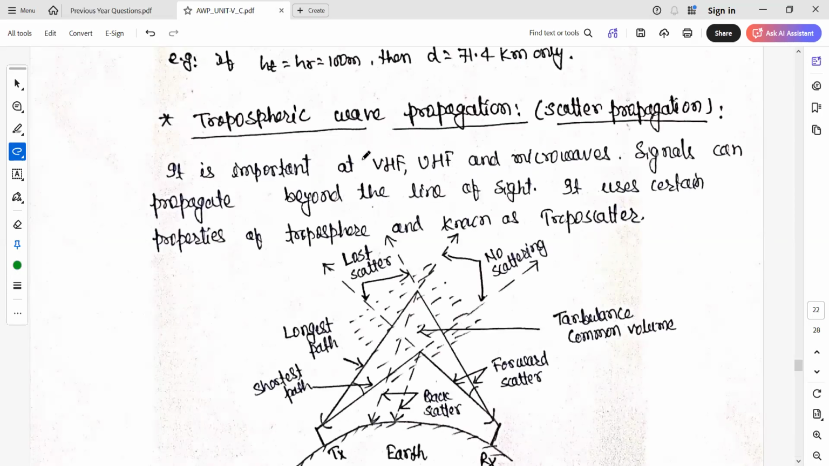Apart from this, two important questions are tropospheric propagation and duct propagation. One more is ground wave propagation. That also can be a long question.